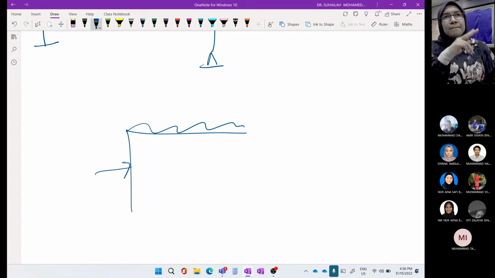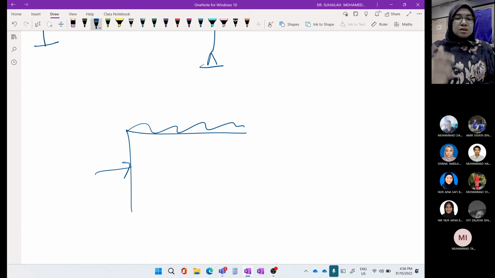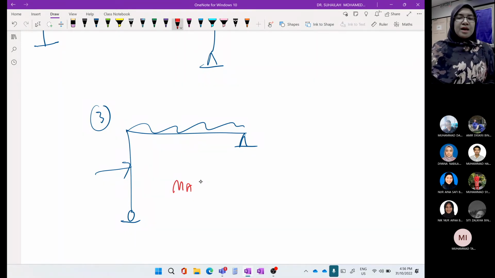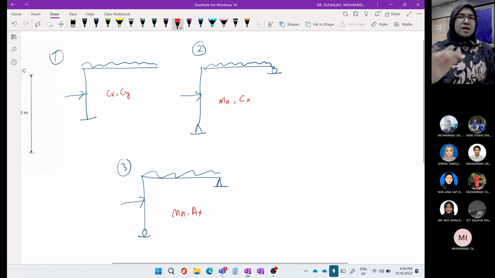Remove 2 from support A. Remove 1, become pin. Remove another one, become roller. So roller here, remain pin at C. So this is option number 3. Option number 3 means that we remove MA and AX. So we have 3 possibilities.